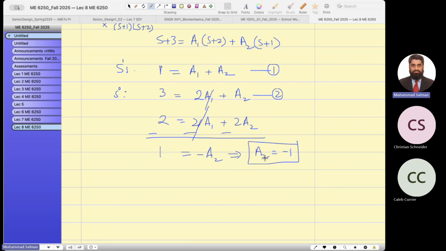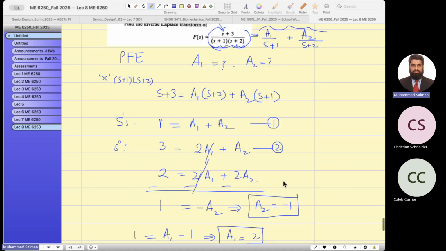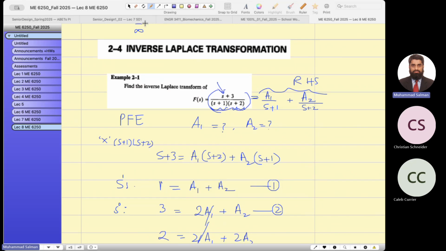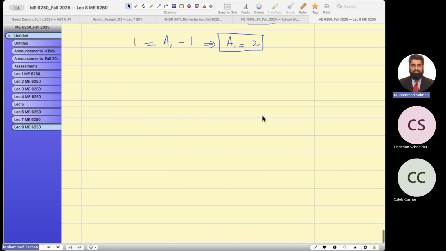And now you can plug it in either one. Let's plug it in equation number 1. So I can write down 1 equals a1 minus a1. So that means a1 equals 2. So now once you get these two expansion coefficients, then you can plug it in the right hand side and take the inverse Laplace transform.